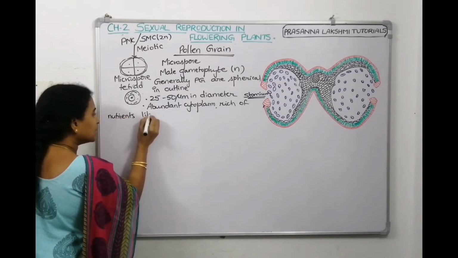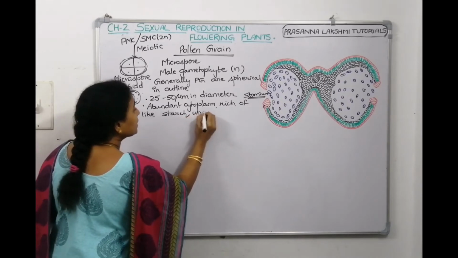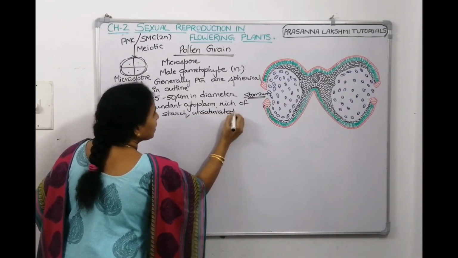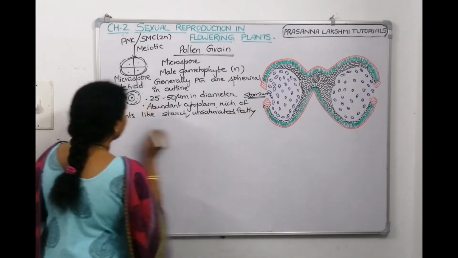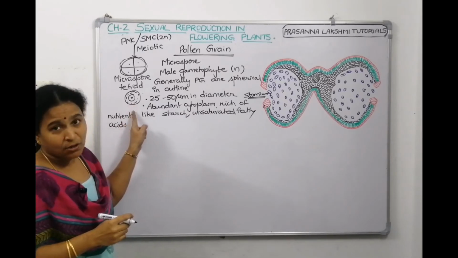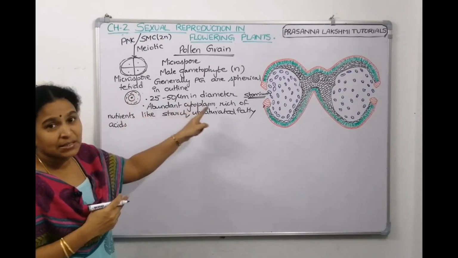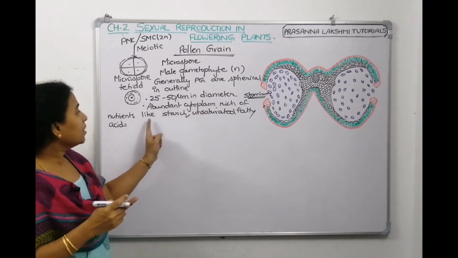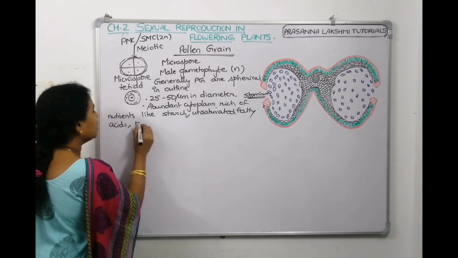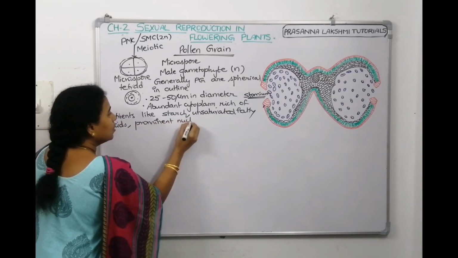Like what nutrients does it have? It has starch, and it has unsaturated fatty acids, good fatty acids. So, you can see here I drew the picture spherical, and I drew dots to show that it has abundant cytoplasm, rich in nutrients like starch and unsaturated fatty acids, and a prominent nucleus also.